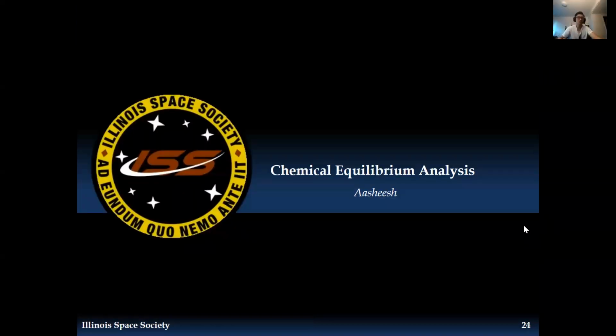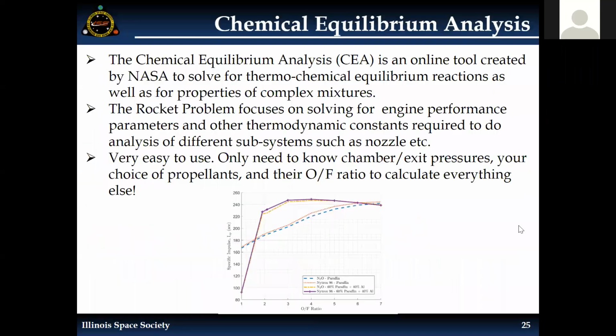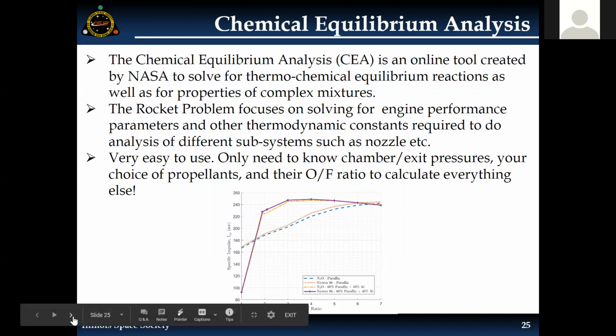Cool, thank you. Oh, never mind, I'm ahead of myself. To simplify everything that Raj talked about in one sentence: choosing the propellant is one of the key factors in rocketry. To do that, we need the right mixture of oxidizer and fuel, and CEA does that for us. It's an online tool created by NASA which solves thermochemical equilibrium reaction equations as well as properties for complex mixtures.